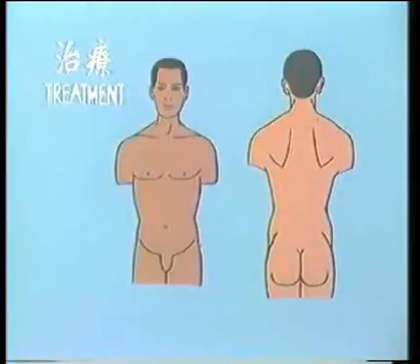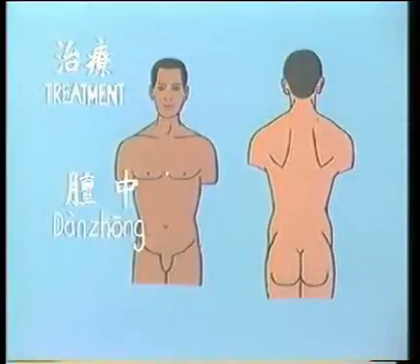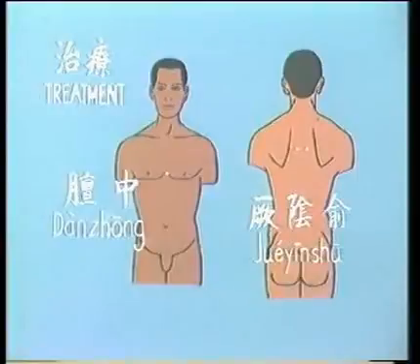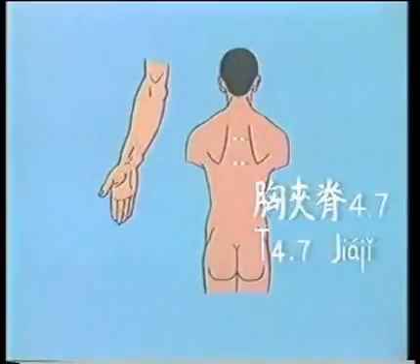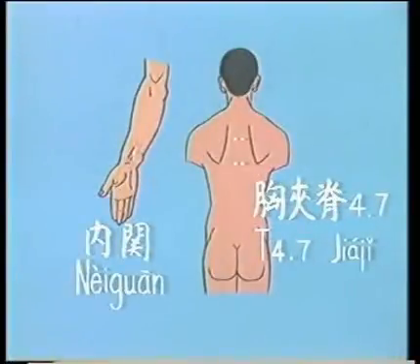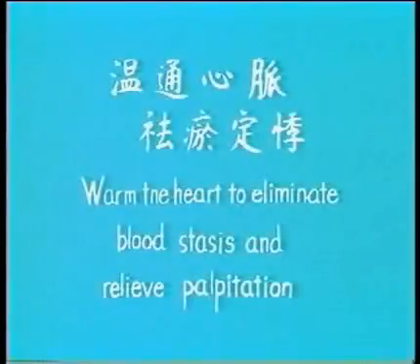Treatment: Danzhong, Ren 17, Feishu, Bladder 14, Jiangji Extra Point T4 and T7, and Neiguan, Pericardium 6. This prescription can warm the heart blood, dispel the blood stagnation, and relieve palpitation.